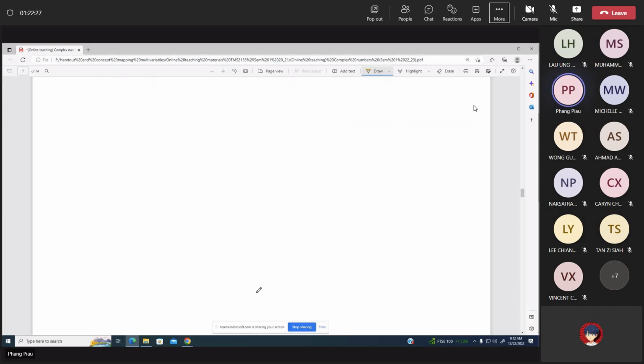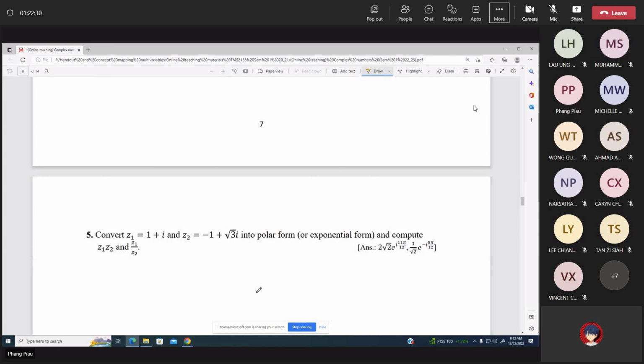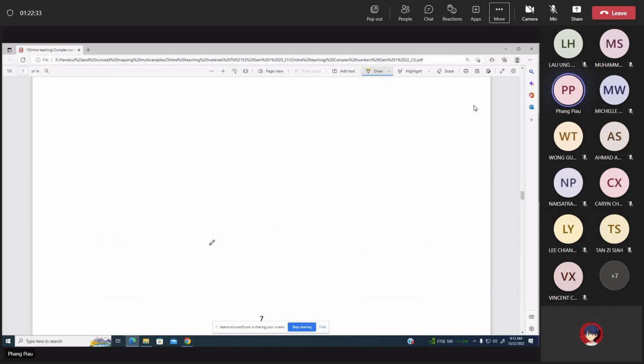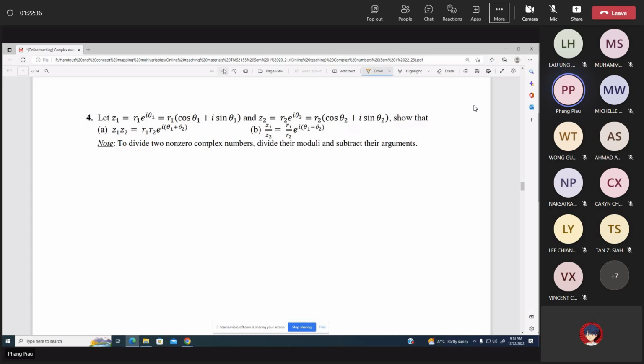I'm not sure whether I should show the formula first. This is the calculation, but I think we start by proving why this is correct. The first one: we have Z1 multiplied by Z2. So this is our Z1, and this is our Z2, which is given by this.